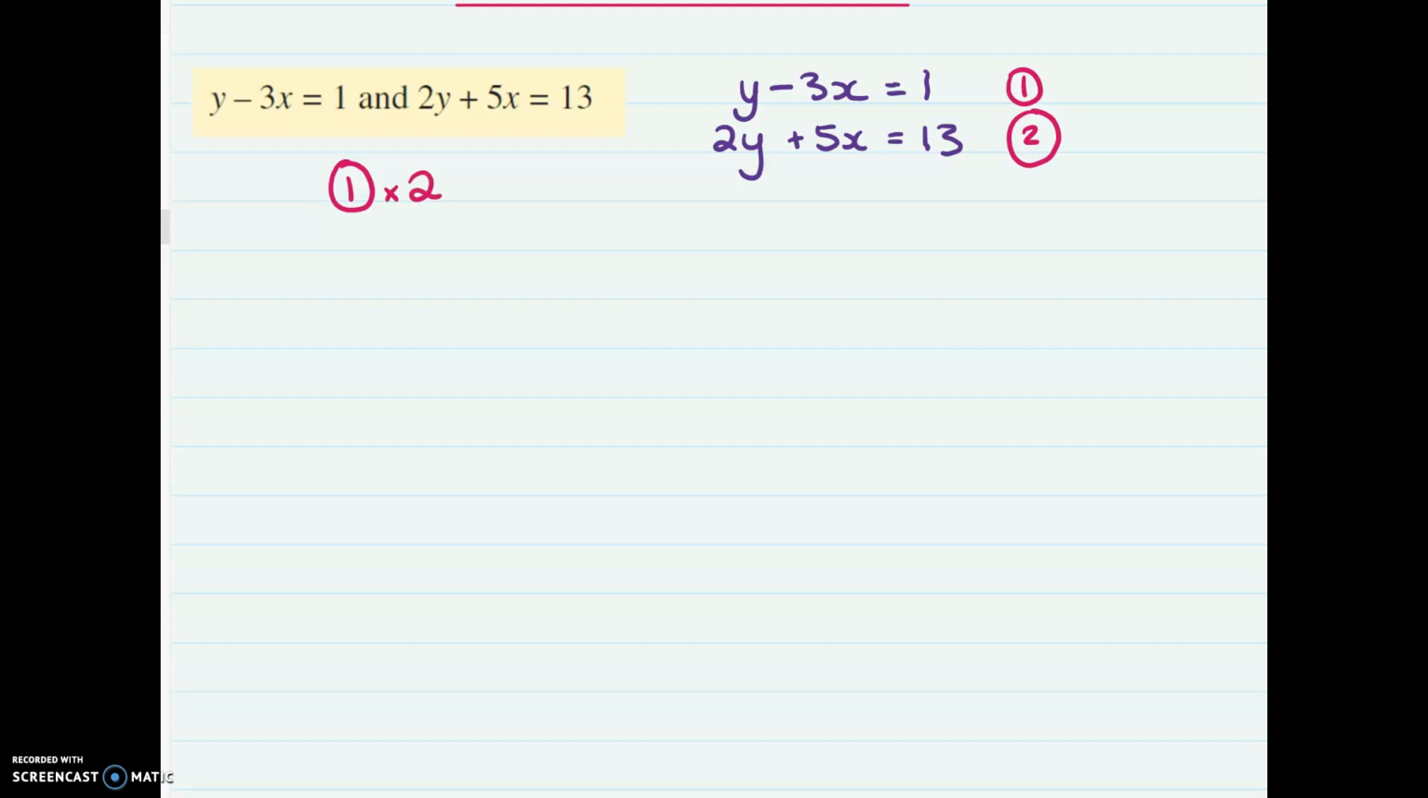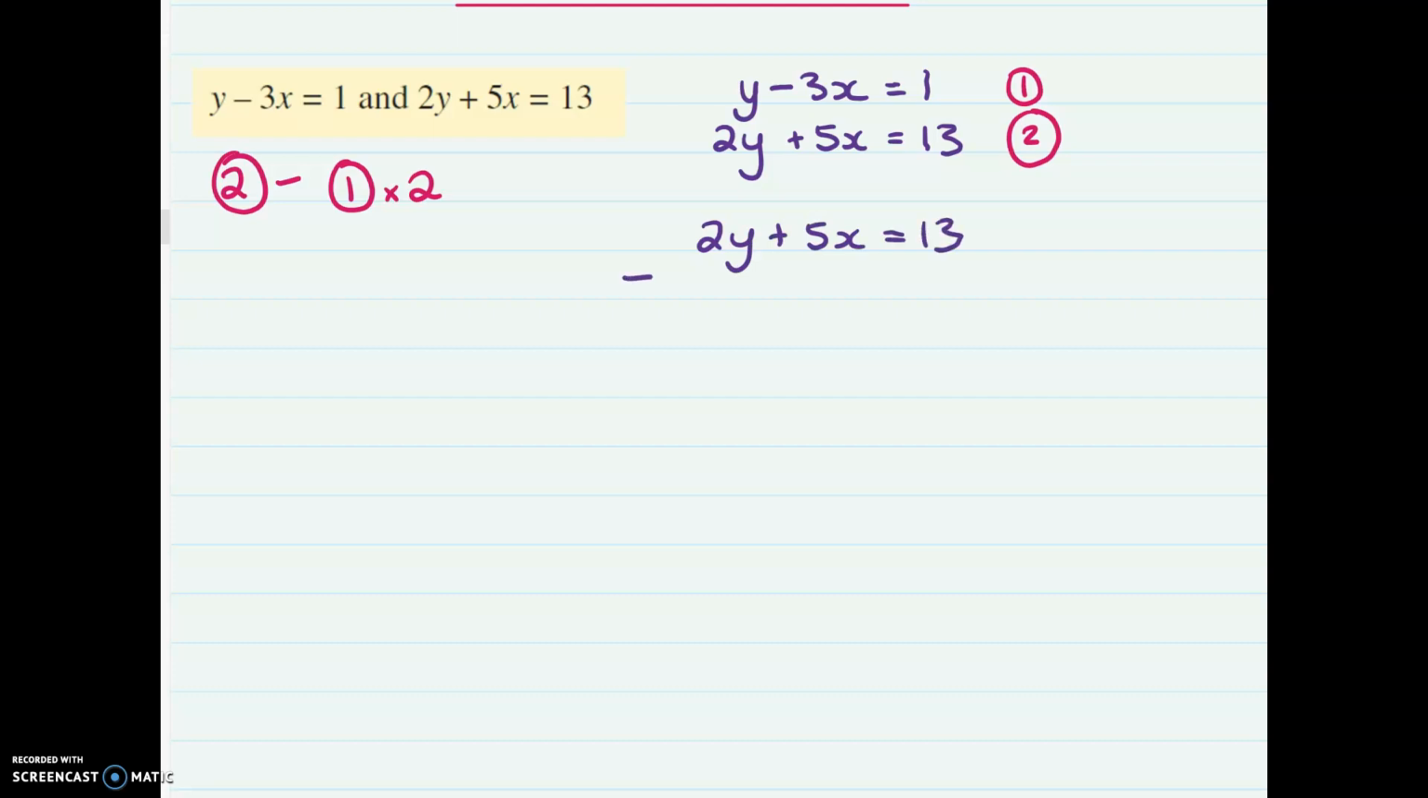That would get me a 2y at the front. And I'm actually just going to do equation 2 minus 2 lots of equation 1. You could do it the other way around with the subtract. However, looking at the second equation that has a 13 in it, I think I might like to have a bigger number minus a smaller number. So let me show you what this looks like. So I've set equation 2. Let's write out equation 2.